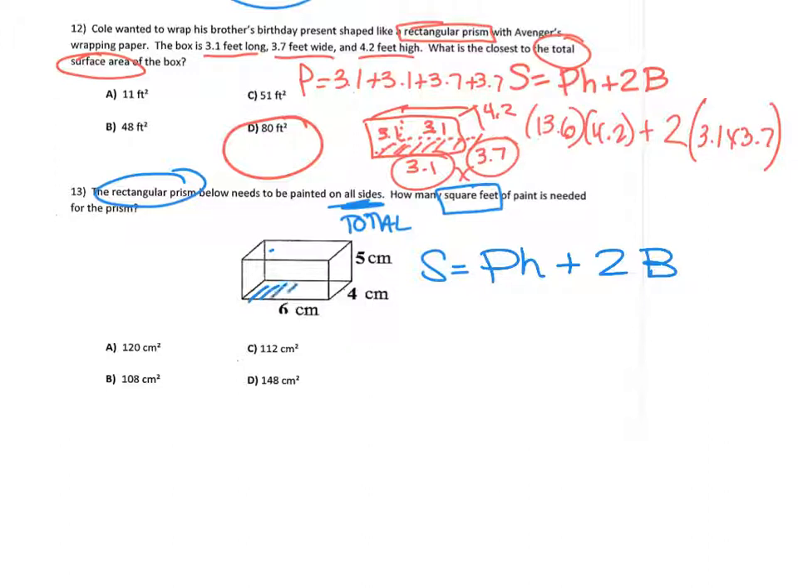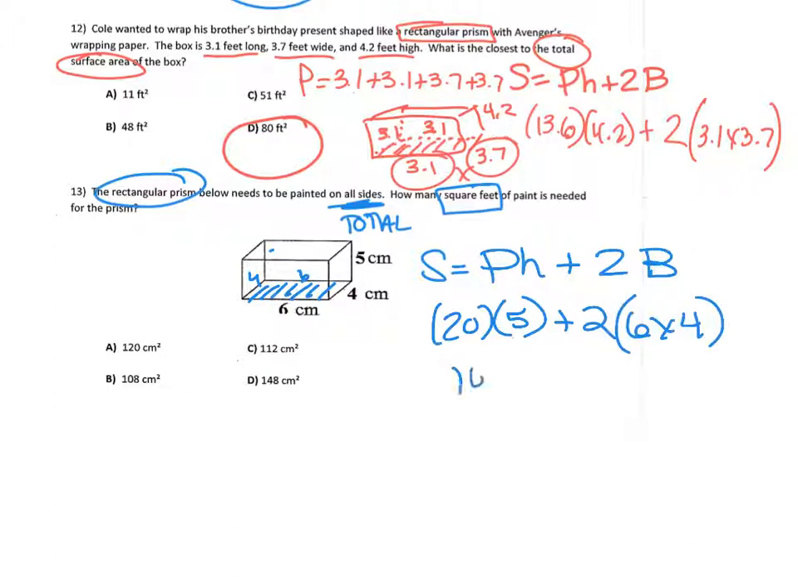Well, it's 6 plus 4 plus 6 plus 4, and then times 5. Yeah, I got 20. So the perimeter of our base should be 20 times the height of 5. It's going to be 100. So 20 times 5 is 100. And then the area of the base would be 6 times 4. That's 24.